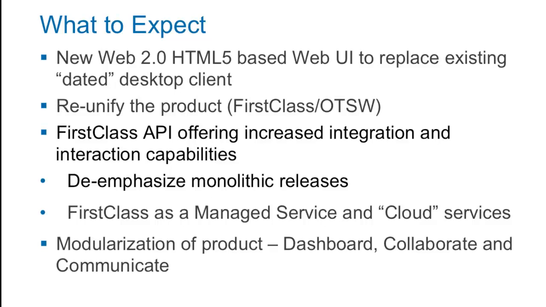So just to recap some of the things to expect: the new Web 2.0 HTML-based web UI to replace the existing desktop client. Let me talk about that a little bit. If you were to upgrade to FirstClass 12 today, everything would work the same as it has in the past, meaning the FirstClass clients will continue to connect and continue to work. All that information will still be there. The internet services and the web templates and SMTP and everything else will still be there, and you'll still need to run internet services because it does so much more than web. So your web templates will continue to work.